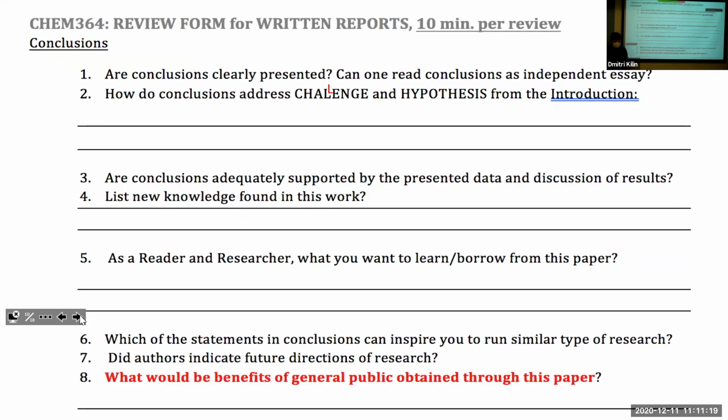First, some papers do not have conclusions at all. Make sure that you identify if whatever you're reviewing doesn't have conclusions and request it from the author. So make sure the conclusions are there, they summarize challenges, and everything that is written in conclusions is supported by data in the paper. Is there any new knowledge? And the best thing that a reviewer can write to help the editor accept the paper.